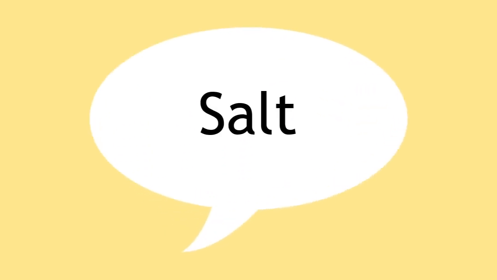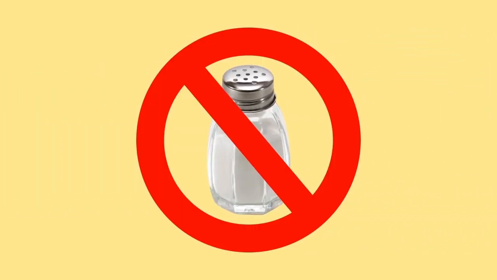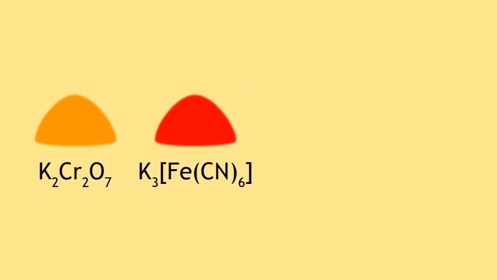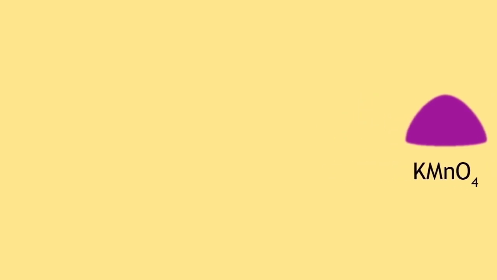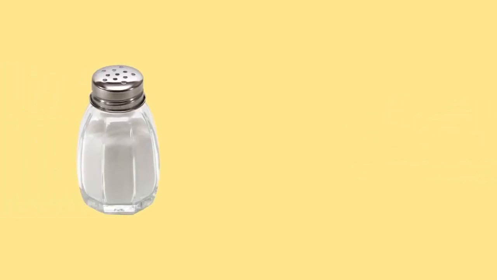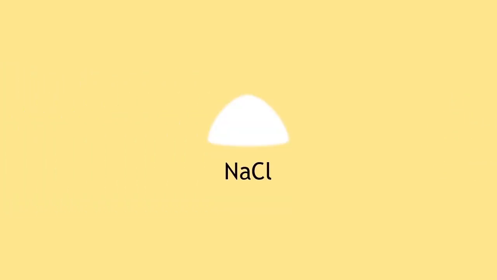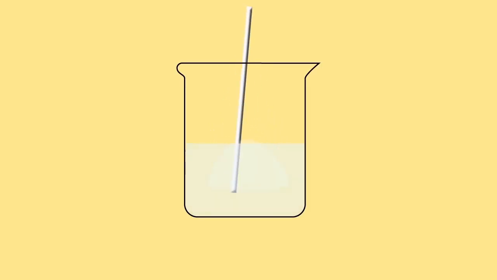When we talk about a salt, we don't just mean regular table salt. We are actually referring to a very wide spectrum of ionic compounds, or compounds made of negative and positive ions. Some of these salts, like table salt, which is sodium chloride, are soluble in water.